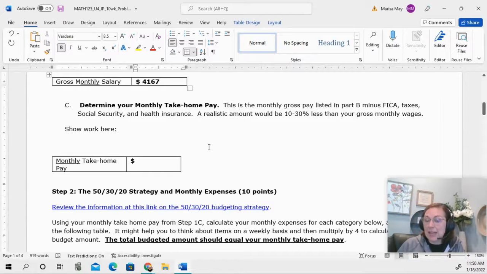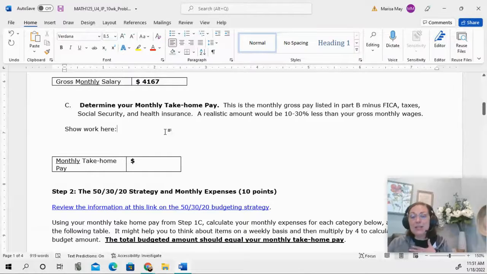Let's look at part C then. Determine your monthly take home pay. This is your gross pay, that's right above in part B, minus your taxes, Social Security, Medicare, health insurance. Realistically this would be 10 to 30% less than your gross monthly wages, so you're going to have to be real careful how you do these calculations. I'm going to use a safe 20% less than my gross monthly. Let me show you how I'm going to do that.